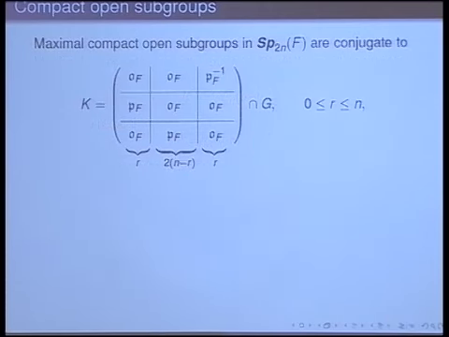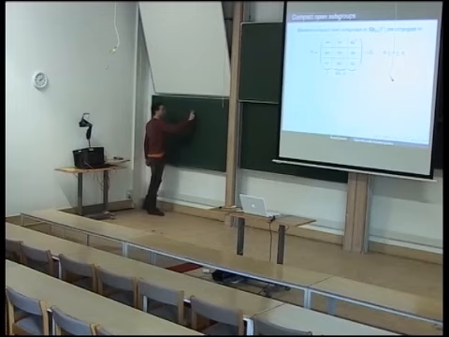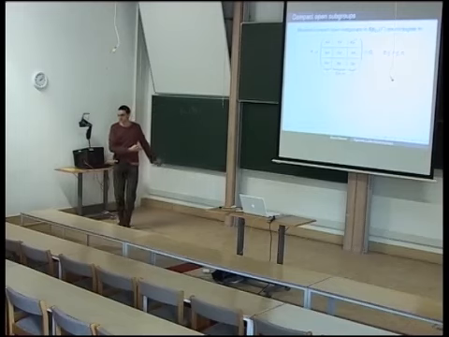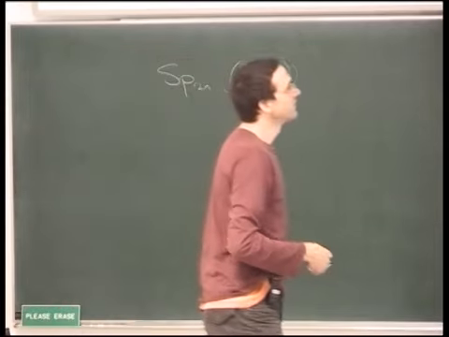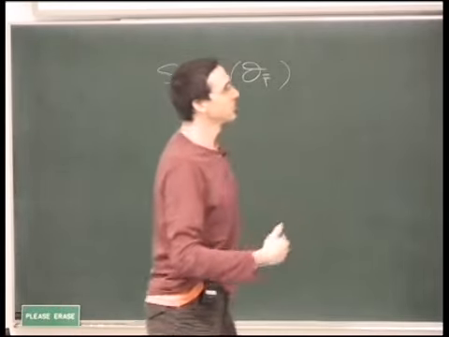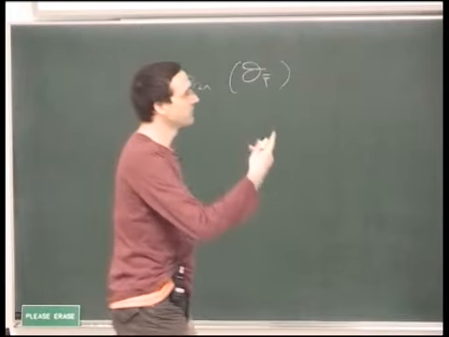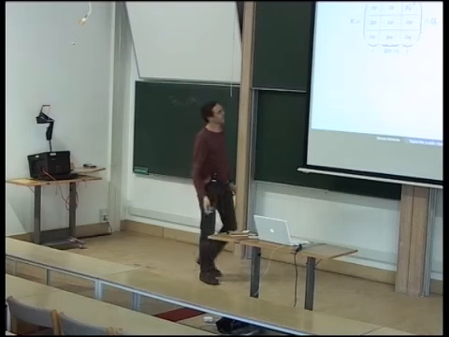So in Sp2n, there are rather more compact subgroups. They're not all conjugate. What you could think is, well, I just take Sp2n with coefficients in the ring of integers, and that is a maximal compact subgroup, but there are many more. In fact, there are n plus 1 up to conjugacy, and so I've drawn them there, in blocks.